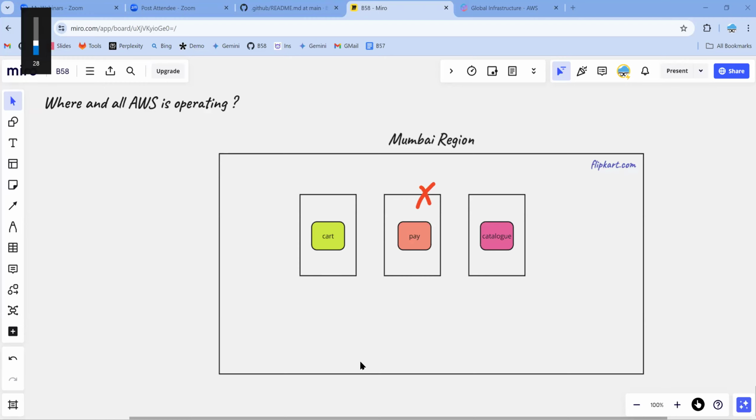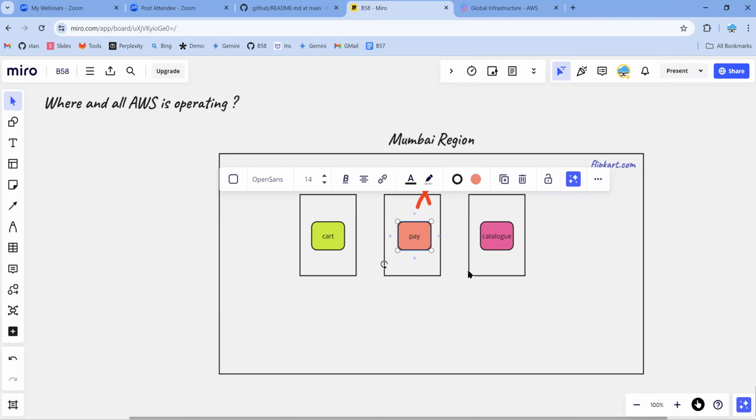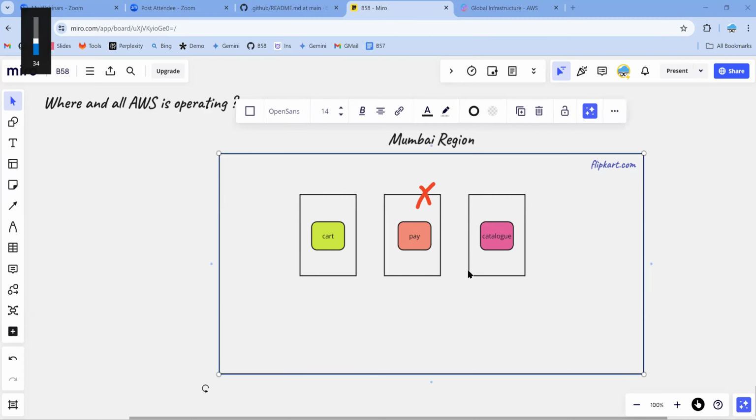Are people still able to make the payments if this application is down, if the server is down where your payment application is running? Anyone? No, they can't. Obviously, they cannot. Okay.